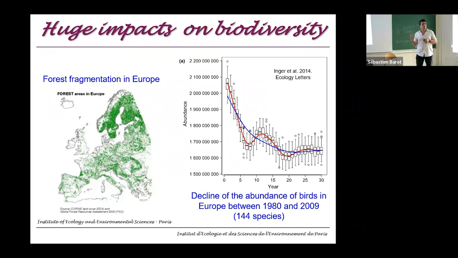And this summer in France, we had huge fires in the southwest of France. And there were debates about the pines that were burning and whether this type of forest was suitable or not. But anyway, one problem with agriculture is that it's threatening biodiversity.